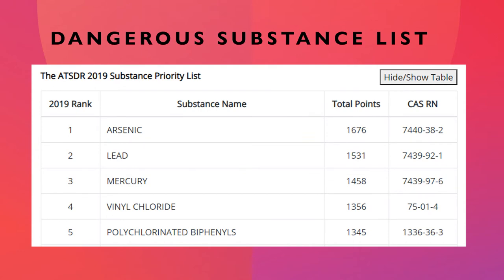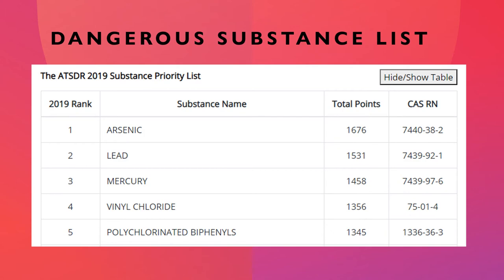I also found this substance priority list on the FDA website. They talked about the top five dangerous substances list. For those of you who are crime show junkies, you probably have seen arsenic being used in a not okay fashion. So arsenic is number one, then lead, mercury, vinyl chloride, and then that last one, thiochlorinated. Not even going to try to pronounce that word.